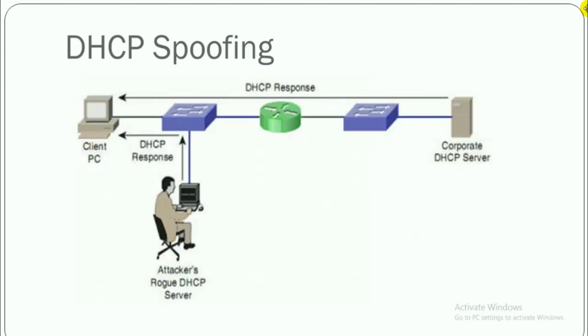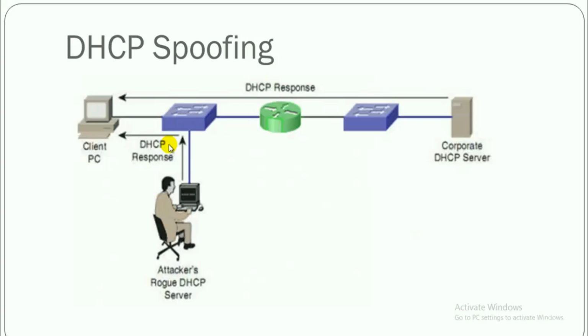In short, the client PC sends a DHCP request on the network, as you can see over here. This request is a broadcast to all hosts on the LAN, and all the hosts on the LAN will receive it. Only the DHCP server knows what this request means, and in the normal situation only the real DHCP server will reply to this request.